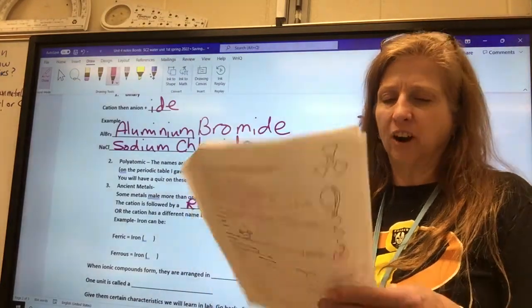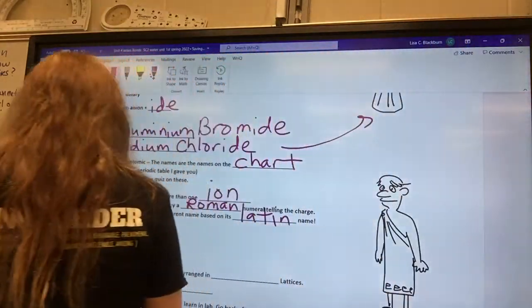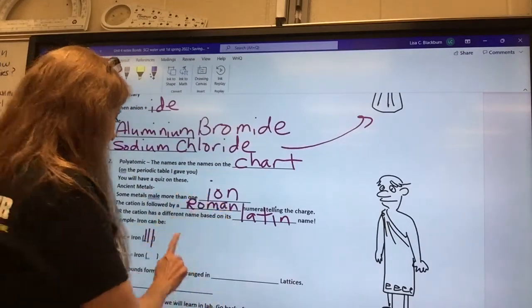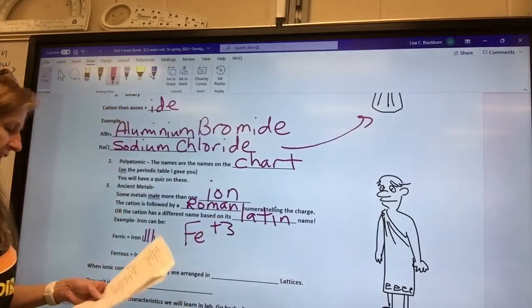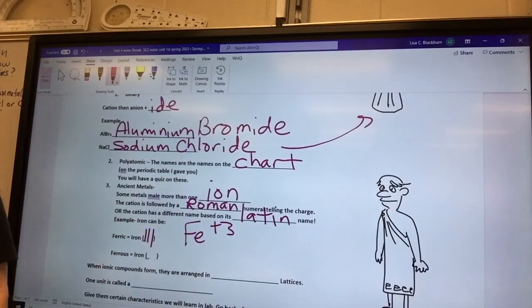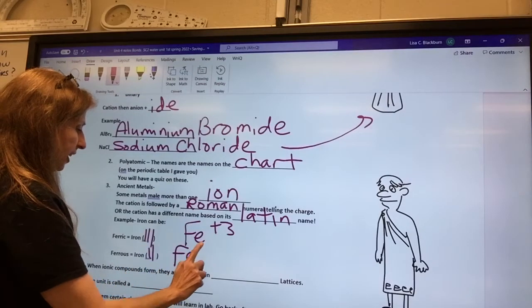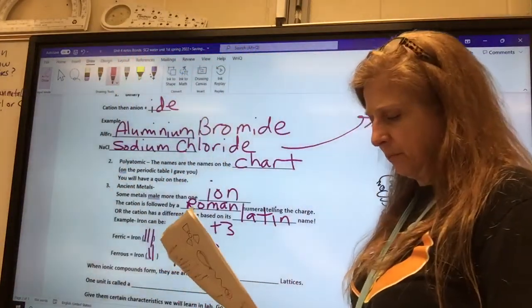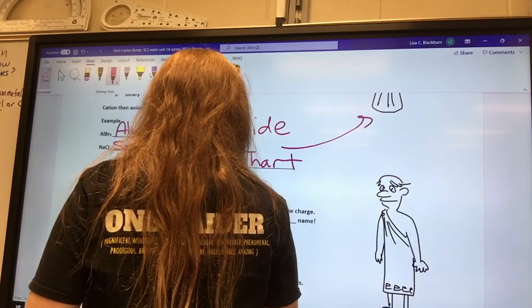What is it? Iron what? Three. That's right. So it is iron 3. Okay, so it's Fe plus 3. And ferrous is iron what? It is iron 2. Fe plus 2. Okay, when ionic compounds form, they arrange in crystal lattices.